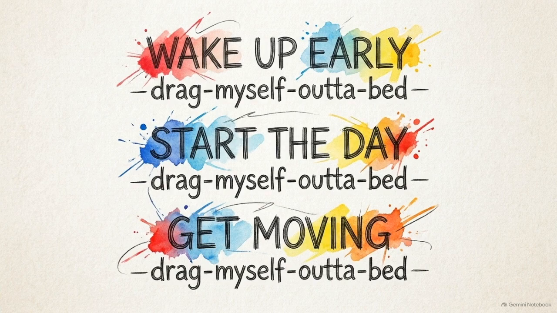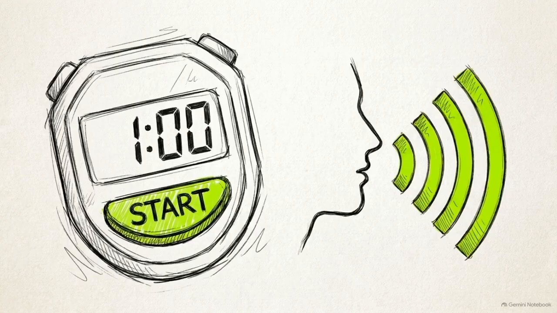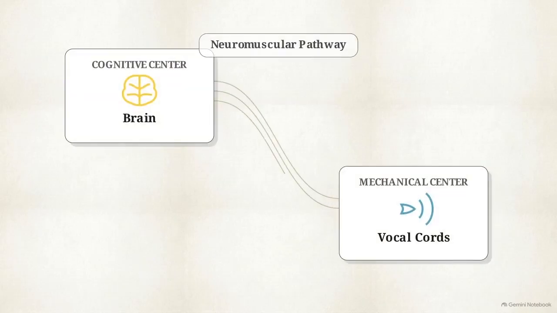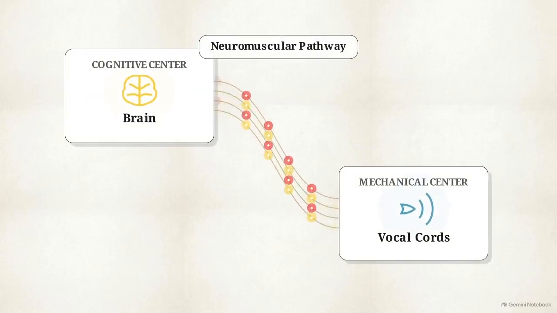Drag myself out of bed. Pause the video now, set your timer for 1 minute, and repeat these phrases aloud 5 times, focusing on maintaining a continuous flow of sound. This physical repetition builds the neuromuscular coordination required to produce English sentences without hesitation.